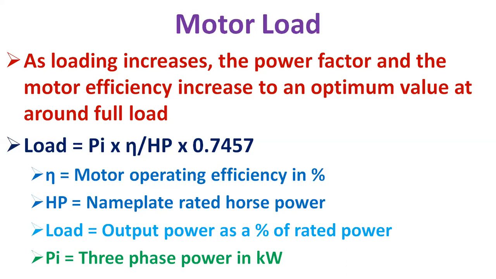As load increases, the power factor and the motor efficiency increase to an optimum value at around full load. The equation is: load equals PI into efficiency divided by HP into 0.7457, where efficiency is the motor operating efficiency, HP is the nameplate rated horsepower, load is output power as percentage of rated power, and PI is the three-phase power in kilowatts.